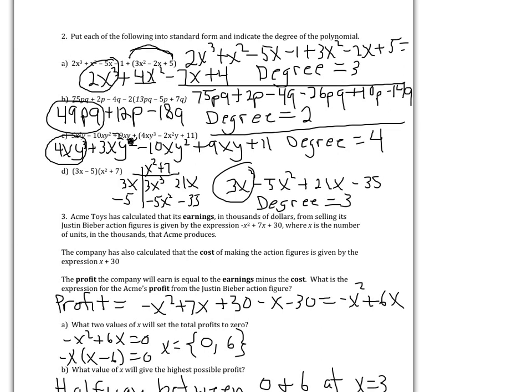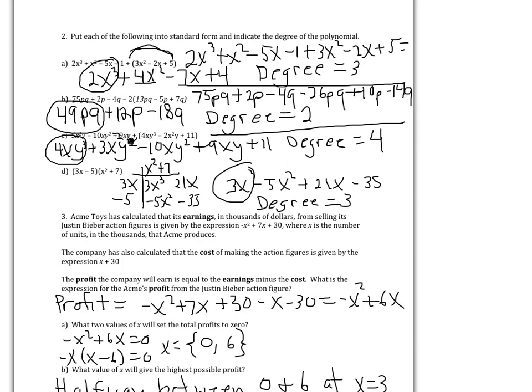For d, we're really just doing some multiplying here. So we have x squared plus 7 times 3x. This gives us 3x cubed plus 21x minus 5x squared minus 35. None of these can combine, and the highest degree is this term 3x cubed, which means we have a degree of 3 for the polynomial as a whole.